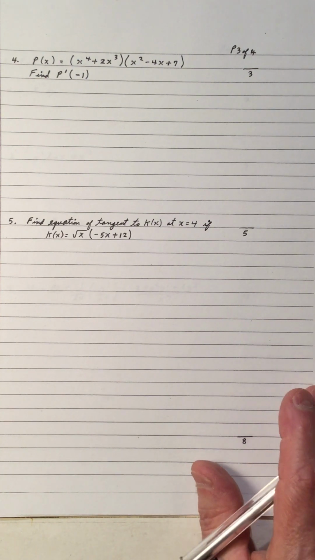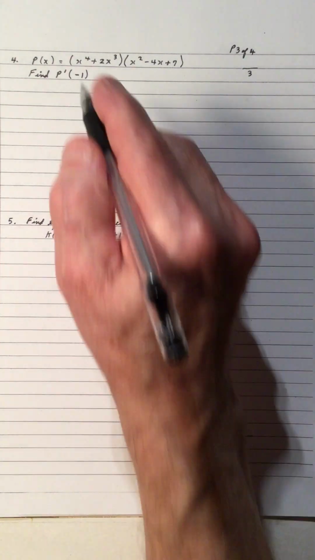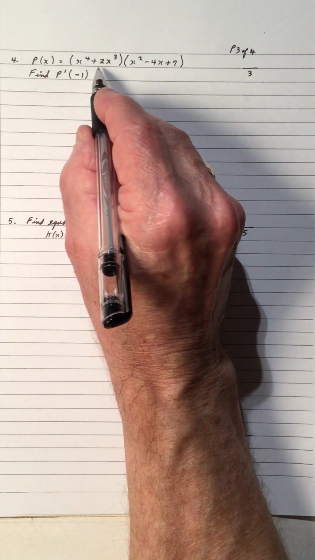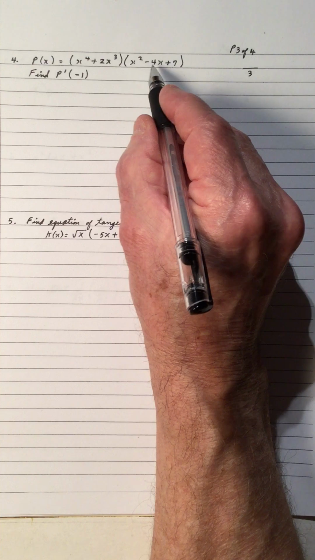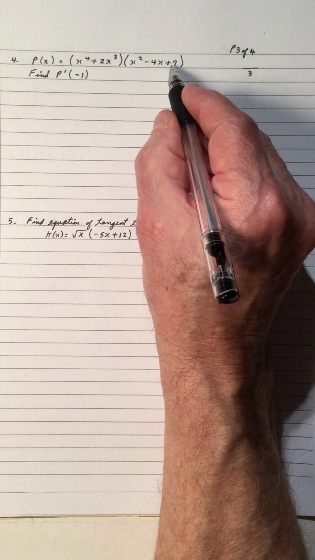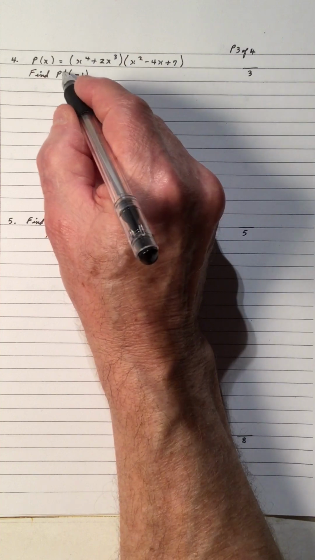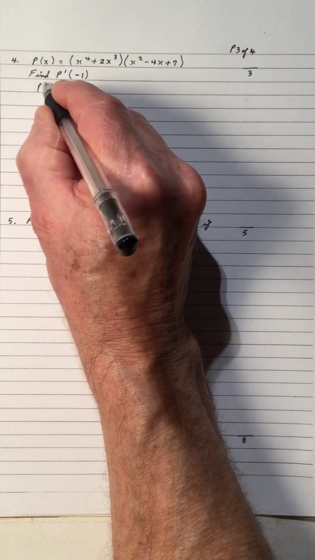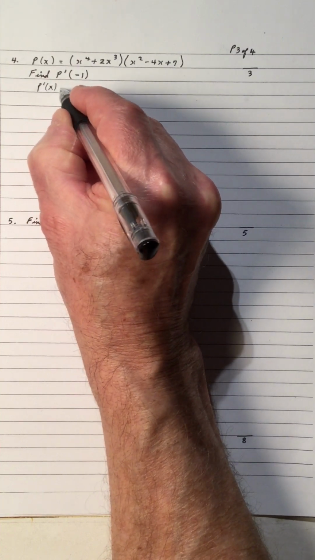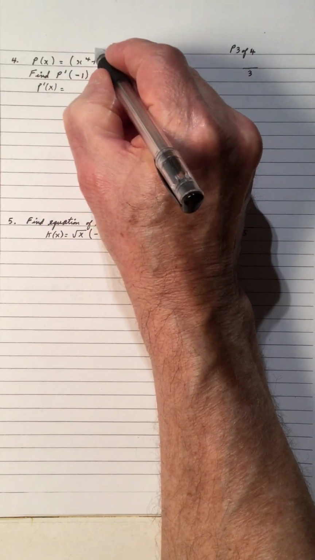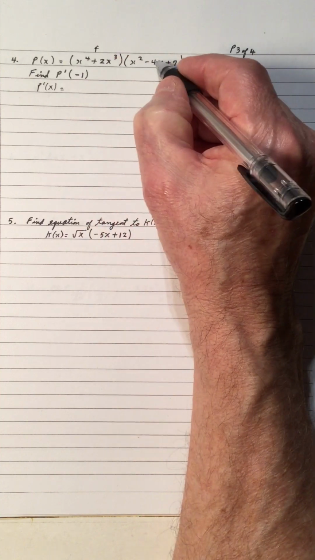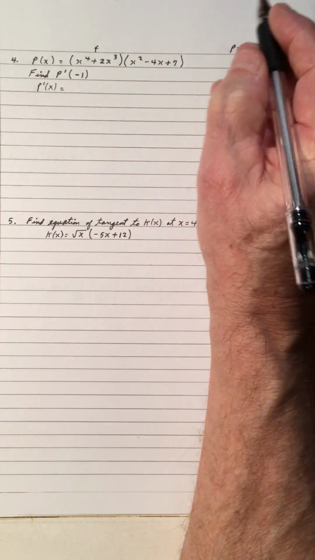do the product rule. Number 4, the p of x equals x to the 4th plus 2x cubed times x squared plus 4x plus 7. Find the p prime of negative 1. P prime is the derivative. And let's say this is a product of two different functions. I could multiply this out by FOIL and then do the derivative without the product rule.